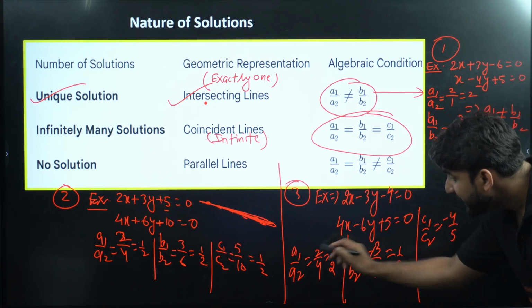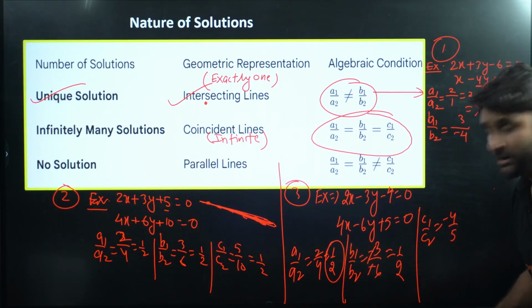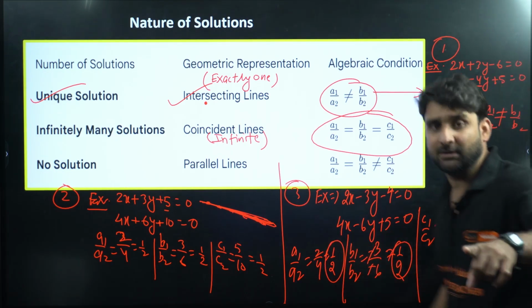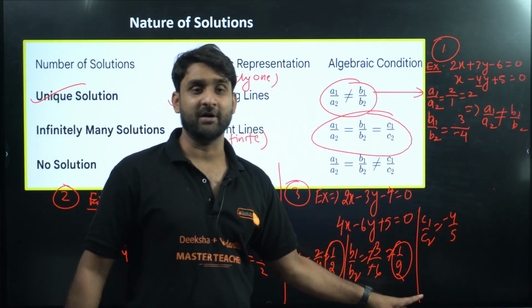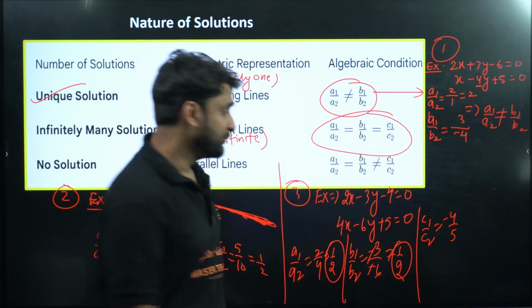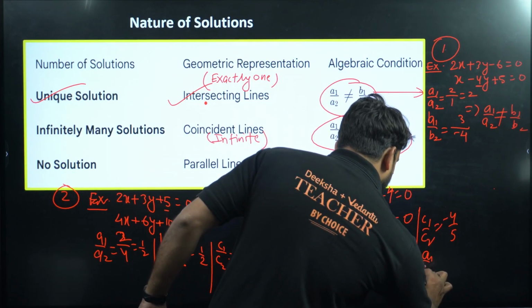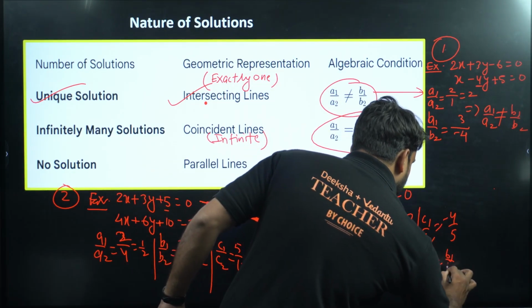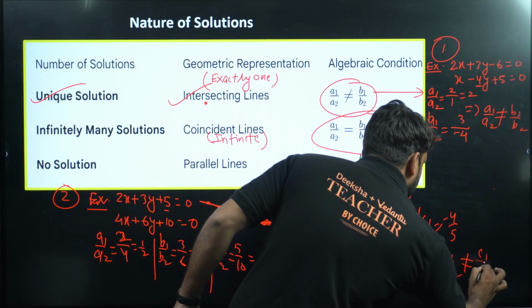Can you see here? A1 by A2 is 1 by 2. B1 by B2 is 1 by 2. But C1 by C2 is minus 4 by 5. It indicates that we are fulfilling this situation. So A1 by A2 is equal to B1 by B2, but not equal to C1 by C2.